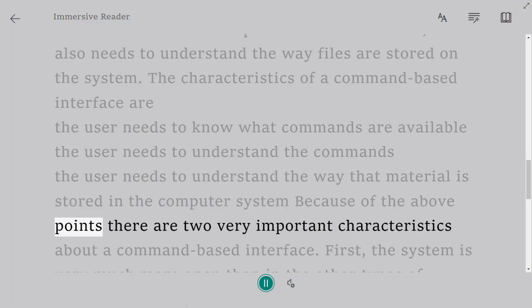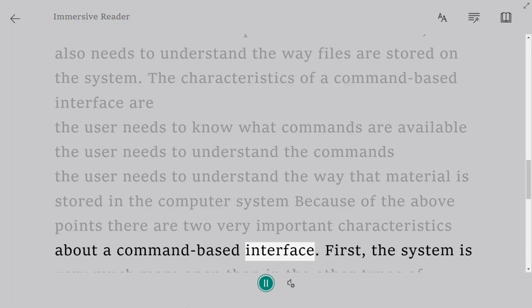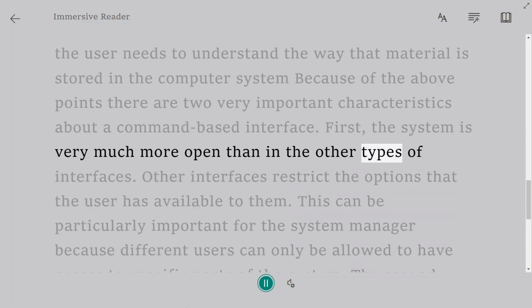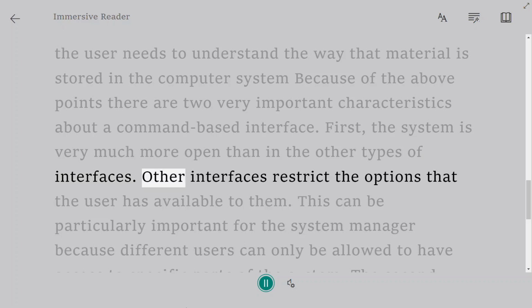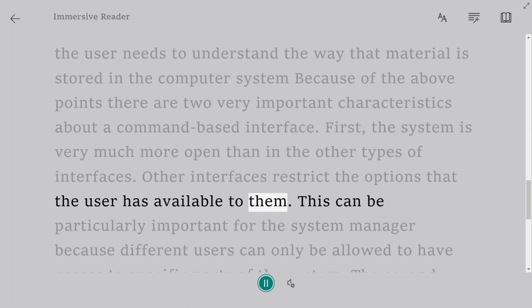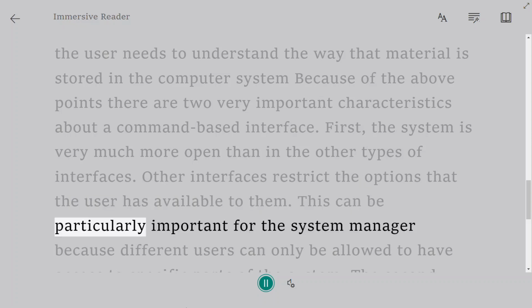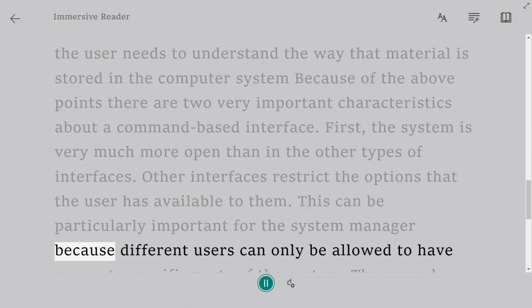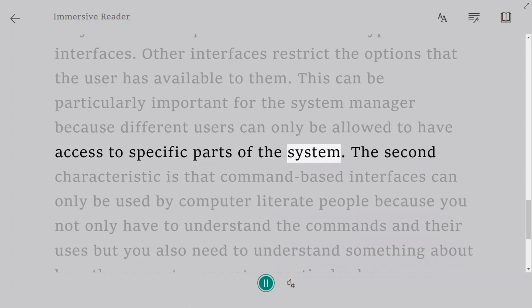Because of the above points, there are two very important characteristics about a command-based interface. First, the system is very much more open than in the other types of interfaces. Other interfaces restrict the options that the user has available to them. This can be particularly important for the system manager because different users can only be allowed to have access to specific parts of the system.